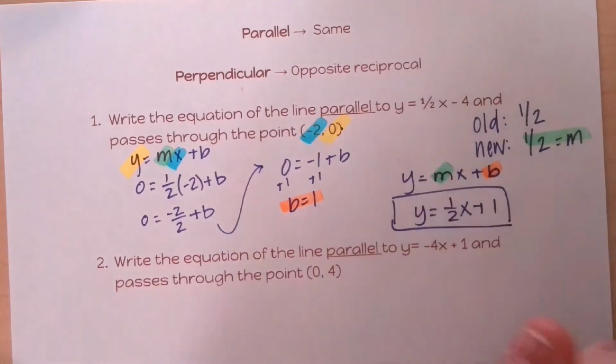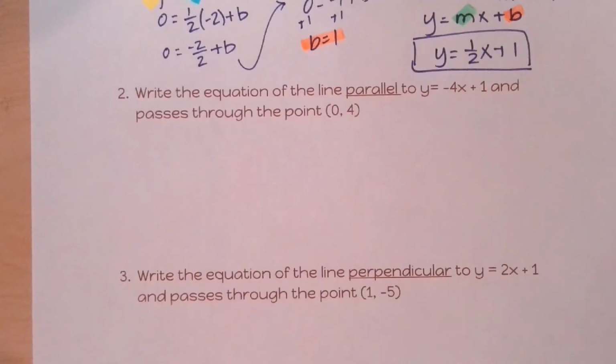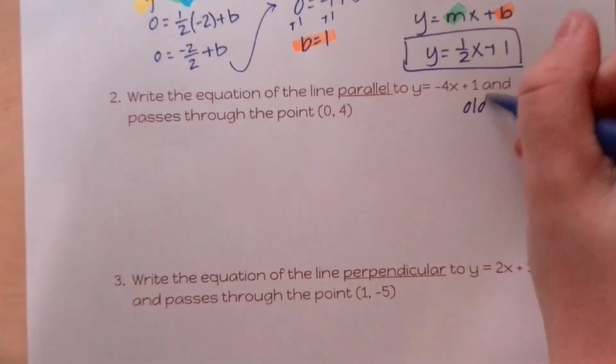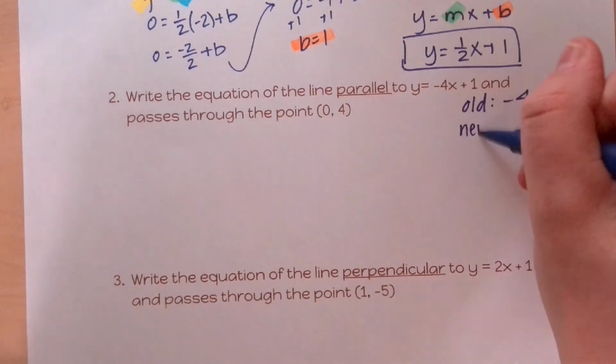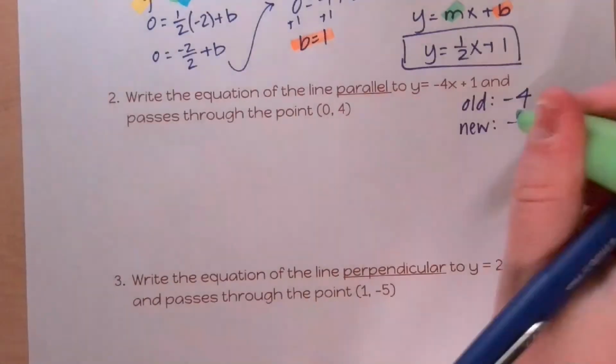Alright, let's do another one that's parallel, and then we'll go into perpendicular. So, first things first, right? Our old and our new slope. Our old slope is -4, and since it's parallel, our new slope is going to be exactly the same. Our new slope, that new m, is also going to be -4.